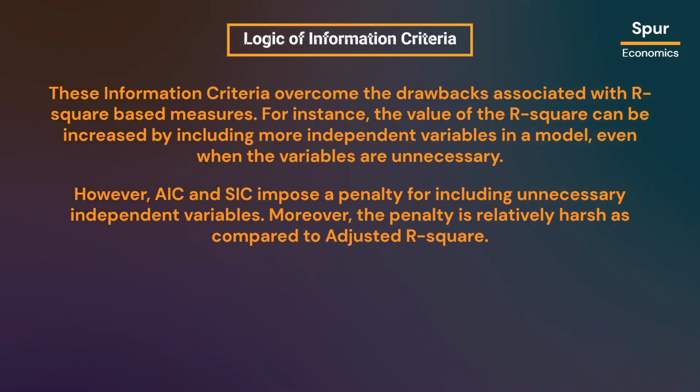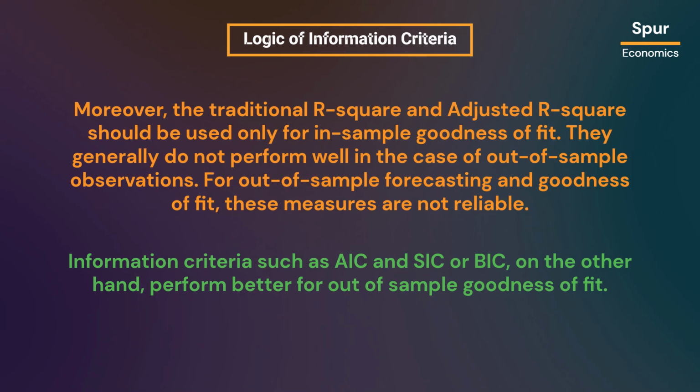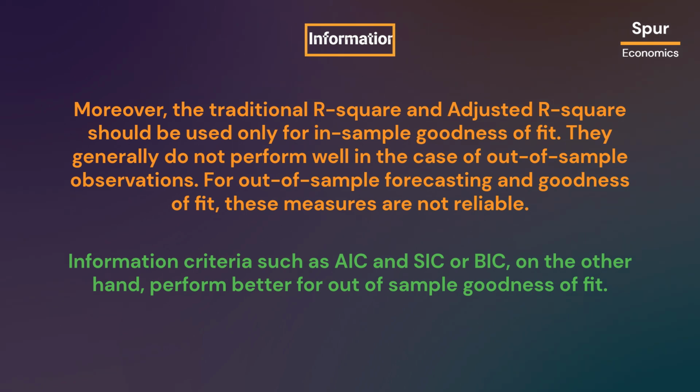Moreover, the penalty is relatively harsh as compared to adjusted R-square. This means that information criteria are often better in terms of determining the fit of a model and deciding which variables may be unnecessary. That is, information criteria can be used to determine and drop unnecessary independent variables. Moreover, the traditional R-square and adjusted R-square should be used only for in-sample goodness of fit. They generally do not perform well in the case of out-of-sample observations. For out-of-sample forecasting and goodness of fit, these measures are not reliable. Information criteria such as AIC and SIC or BIC, on the other hand, perform better for out-of-sample goodness of fit.